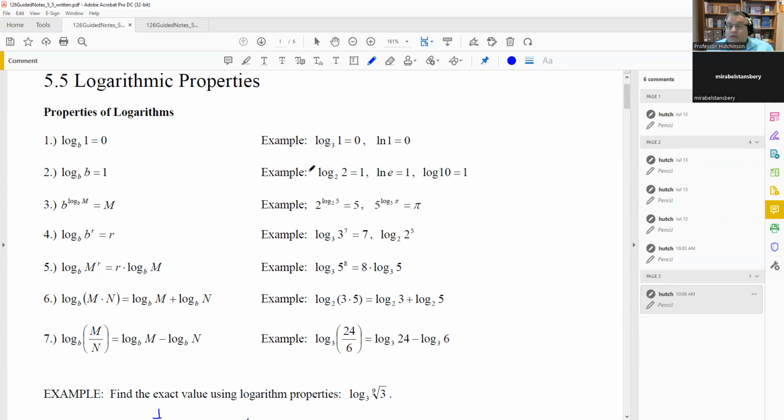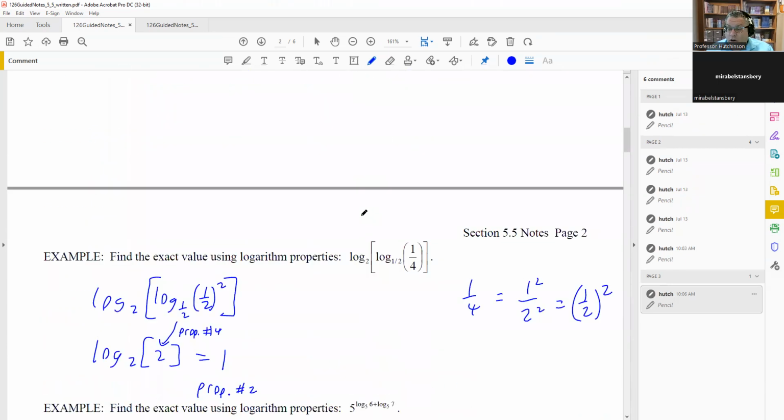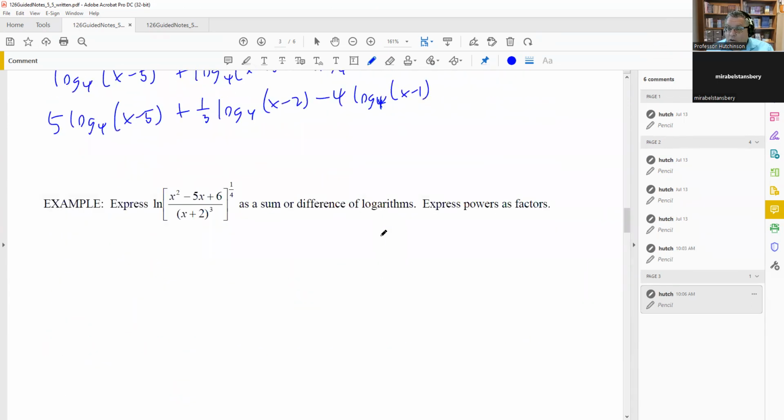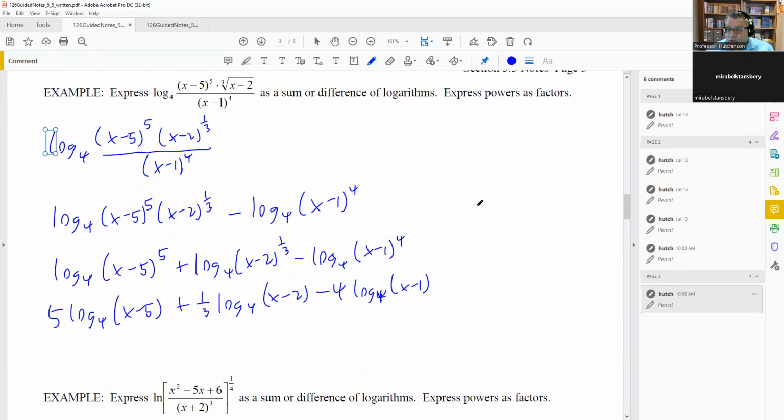Now in this case, we got the 4 outside the log, so that doesn't pertain to property number 2, does not work there in that case. I just wanted to go over that just to remind you of how that works. Because again, this is a real common mistake that I see, and you don't want to make that mistake. Okay, the 4 is out front, so there's no property, nothing I can do to this. I just have to leave it as minus 4 log base 4 of x minus 1.